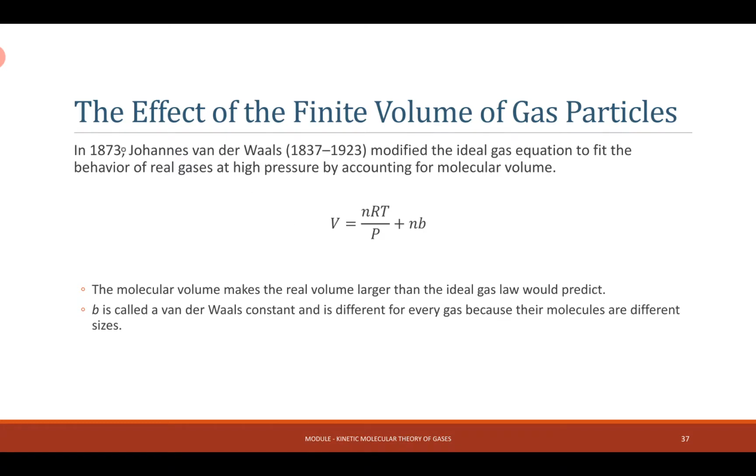In 1873, a scientist named Johann van der Waals modified the ideal gas law in order to do a correction. And so we know that PV is equal to nRT. And so what he did is he solved for volume. So he got V equals nRT over P. And then he had a correction factor. You can see this is added to make the real gas a little bit more than ideal.